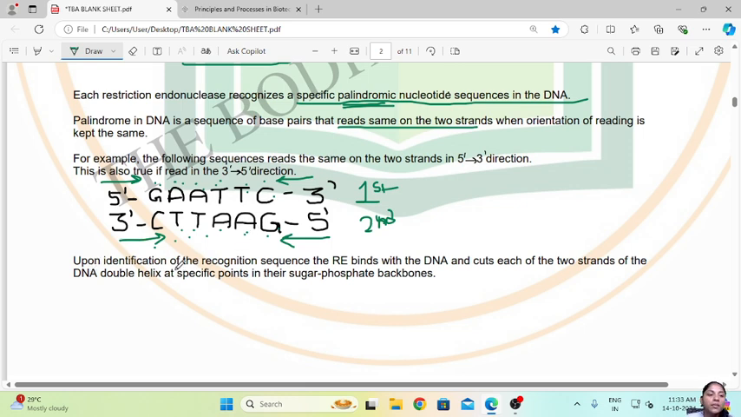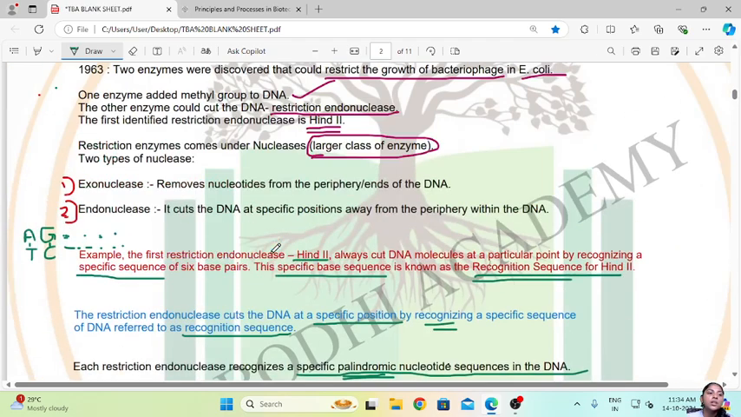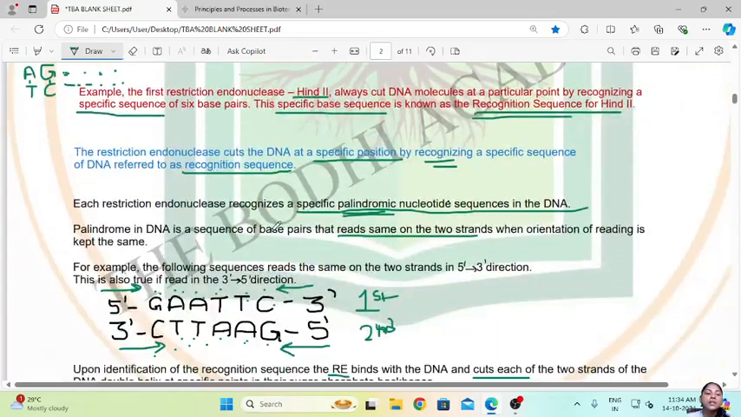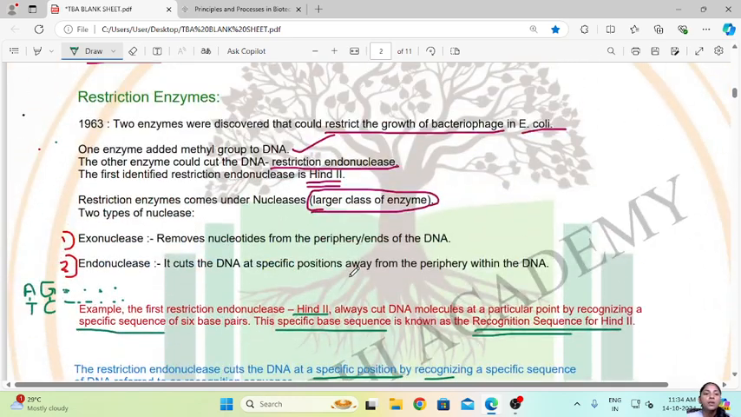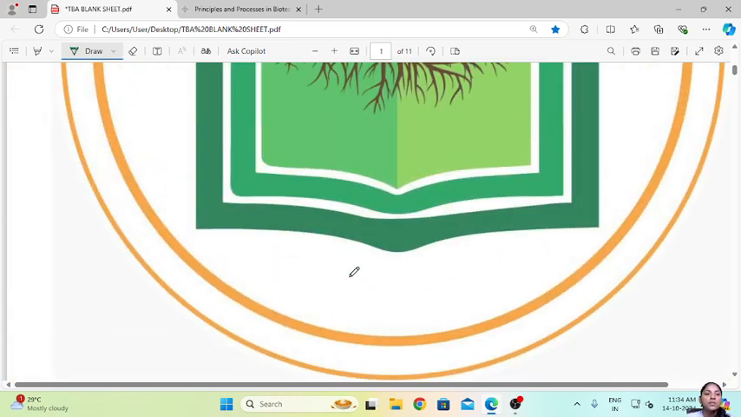Now upon identification of the recognition sequence, the restriction endonuclease or the restriction enzyme binds with the DNA and cuts each of the two strands of the DNA duplex helix at the specific point in their sugar phosphate backbone. So the restriction enzyme will cut both the strands of DNA at specific points. So this is all in today's video.